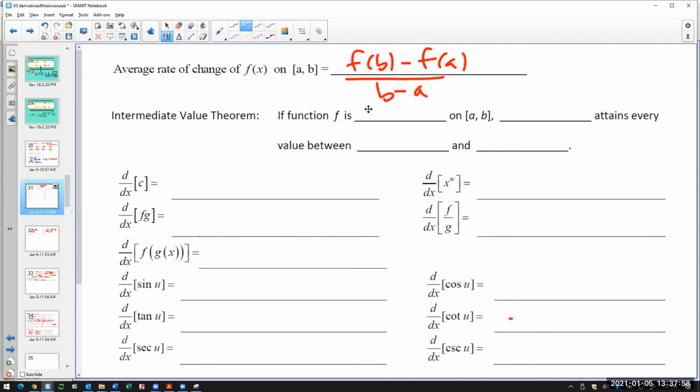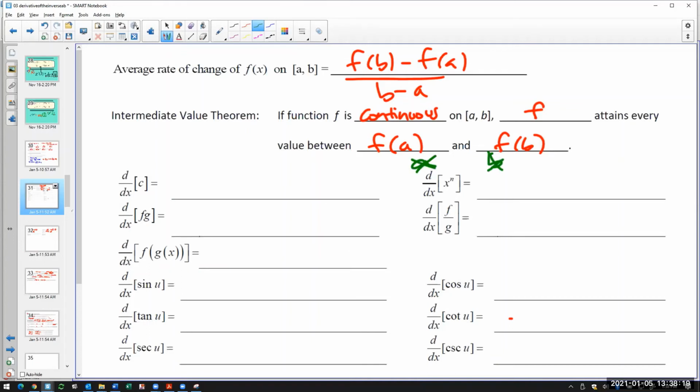The intermediate value theorem says that if the function is continuous, then f attains every y value, so every value between f of a and f of b. These must be y values. The most common thing students do is they say x values here. They'll say a and b, which is not right. It must be f of a and f of b.